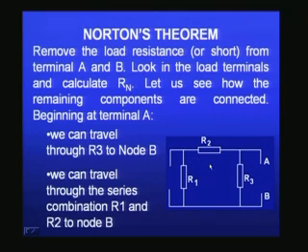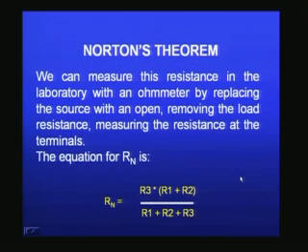Now, you can see R1, R2 are coming in series and it is in parallel with R3. So, the equivalent resistance will be R3 multiplied by R1 plus R2, they are coming in series, therefore together I should take them, divided by R1 plus R2 plus R3. So, this is the equivalent Norton's resistance.